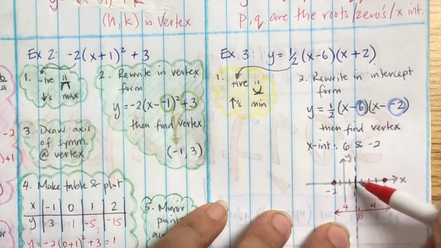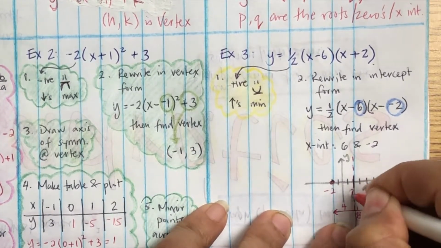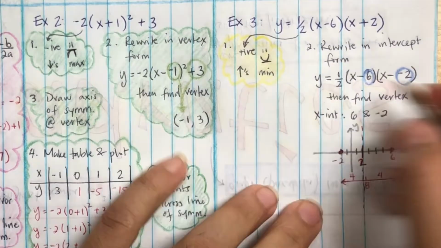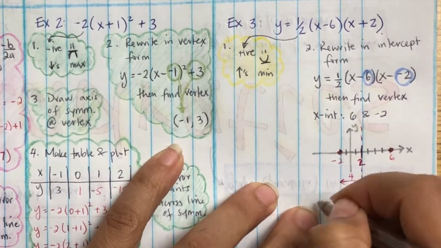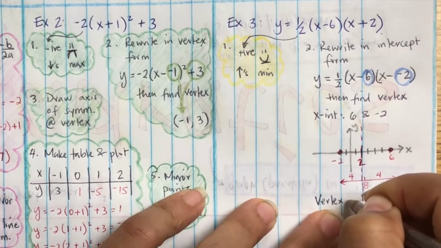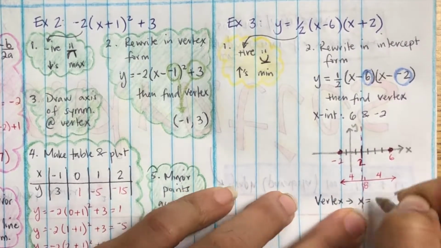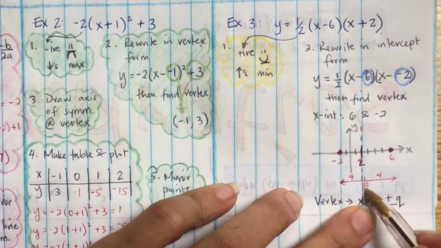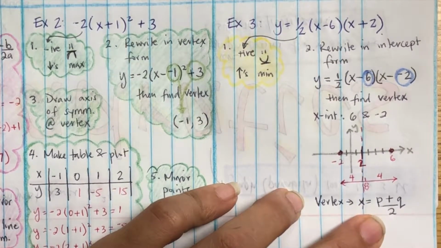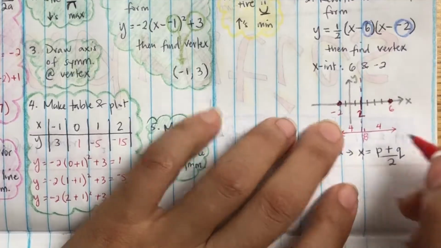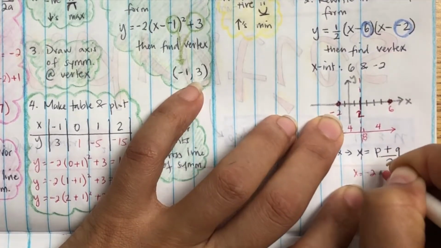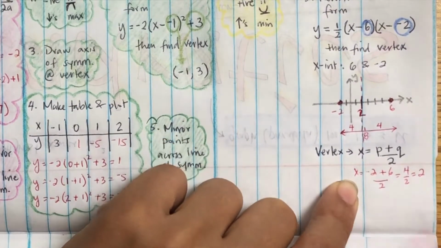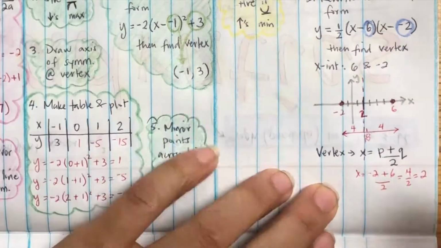Now you can do that using a formula. The formula says that your line of symmetry happens when you add your two roots together and divide by 2. So that's P plus Q divided by 2. So what's P? -2 plus Q, +6, divided by 2. It's going to give me 4 divided by 2, which is 2. So it's telling you my axis of symmetry is 2.